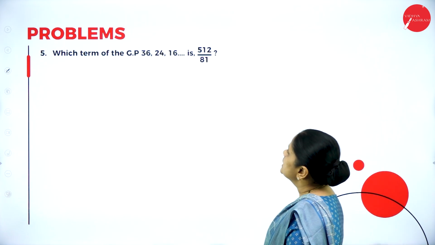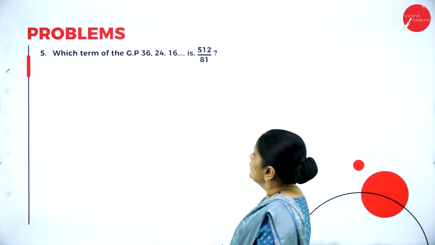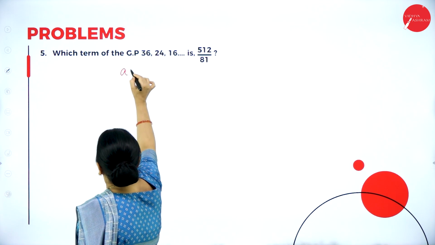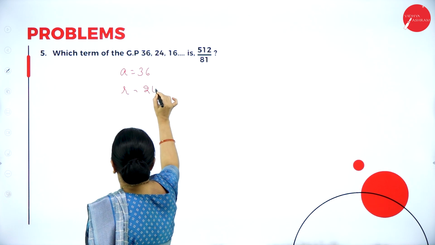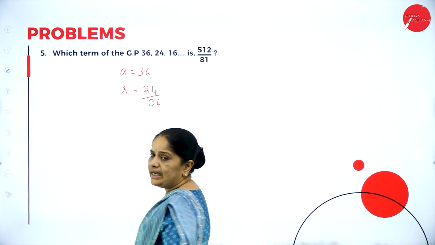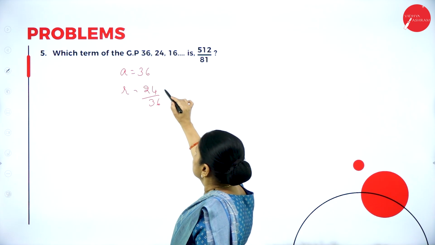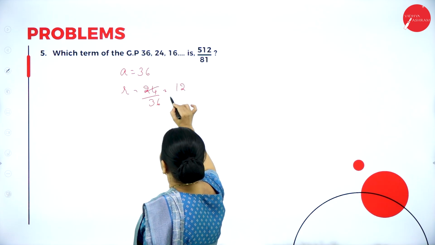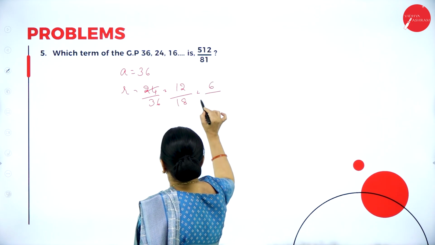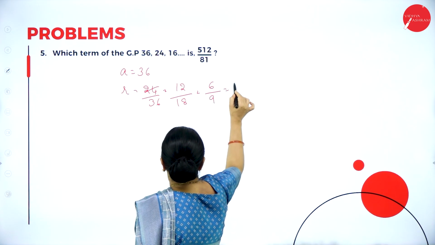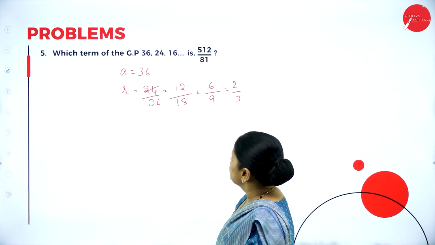Now, which term of the GP 36, 24, 16, up to 512 by 81? So, we have A equals 36, R will be equal to 24 divided by 36. So the number divided by the previous number. So this will be equal to 2 ones are 2, 2 twos are 4, 2 sixes are 12, 2 nines are 18, 2 by 3. So R is equal to 2 by 3.